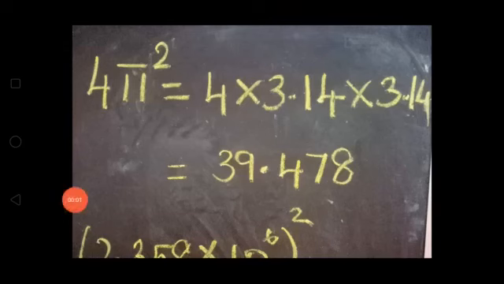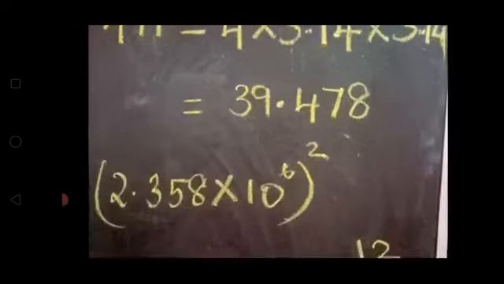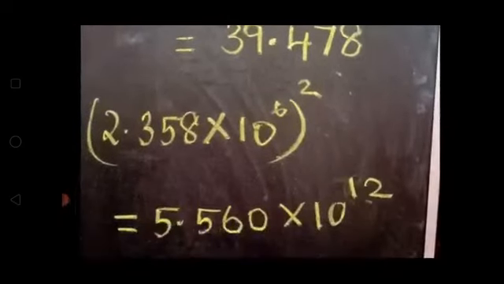Now we are going to calculate the 4 pi square value separately. You know the pi value is 3.14, so 4 into 3.14 squared, we will get 39.478. Then we calculate the denominator value separately, that is 2.358 into 10 to the power of 6 the whole square, and you will get 5.560 into 10 to the power of 12.